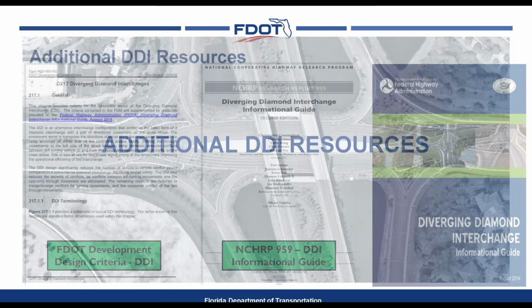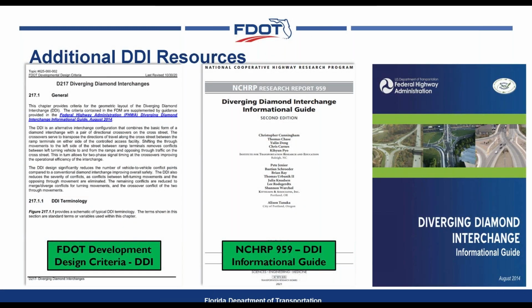And then additional resources are the FDOT design criteria for DDIs. Also, the NCHRP Research Report 959 is a terrific resource for all things DDI. This just received a 2021 update and contains the most recent research on DDIs. And then finally is the predecessor of the NCHRP 959, which is the FHWA informational guide from 2014.